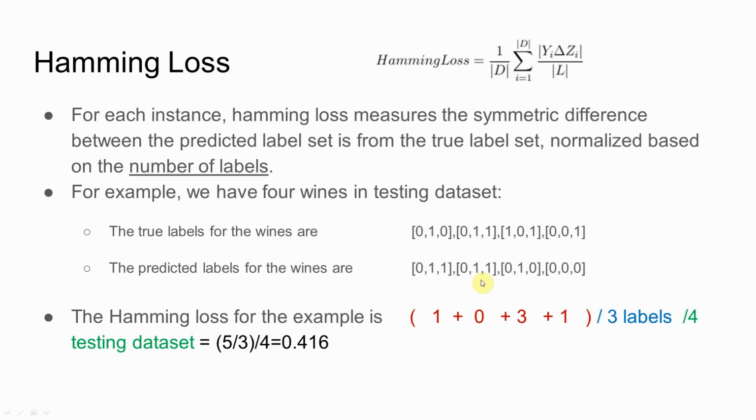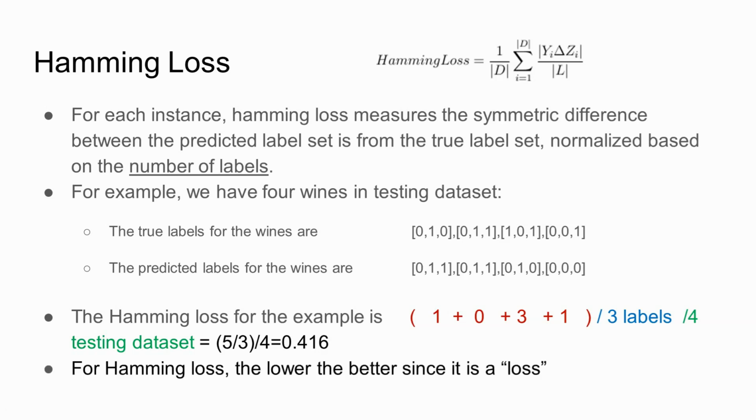We have a 0 for the second testing data set. We end up with 3 for the third testing data set because all 3 of those are predicted incorrectly. And then we have a 1 over here. So you can see that for all the 4 testing data sets, these are considered as the loss values, divided by 3 since we have 3 labels, and then we need to divide it by 4 because we have 4 testing data set. So the Hamming loss for this specific example is 0.416. This is what we call the Hamming loss. Of course, the lower the better.